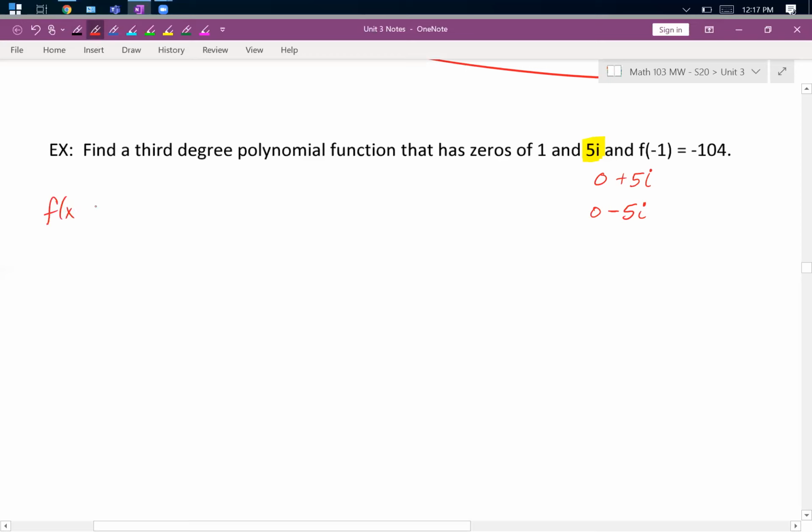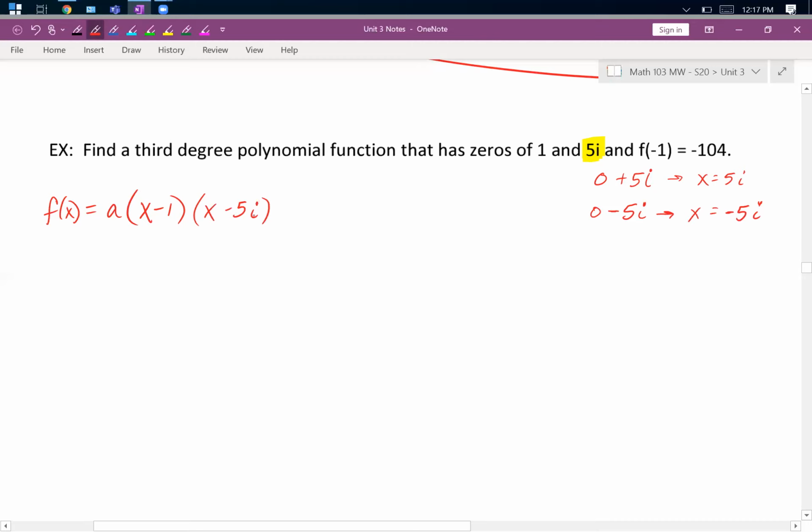Our function f of x, we don't know the leading coefficient a. We have a 0 of 1. The factor that goes with that 0 is x minus 1. How about when we have a 0 of 5i? What's that factor going to be? Is it x minus 5 plus i or minus i?